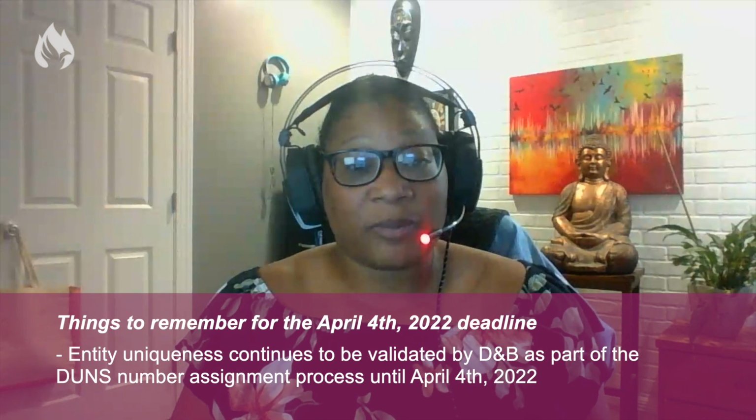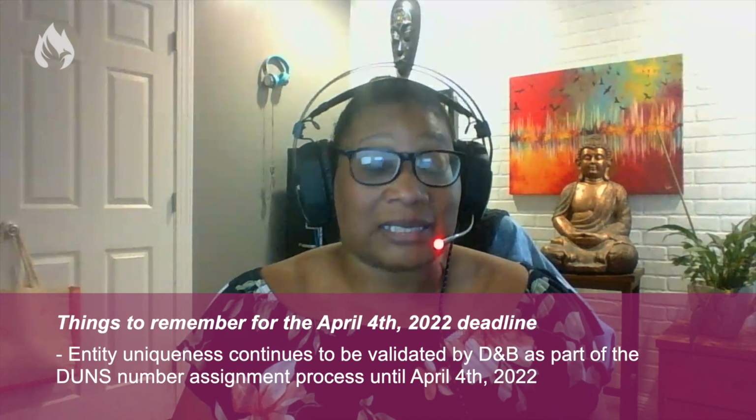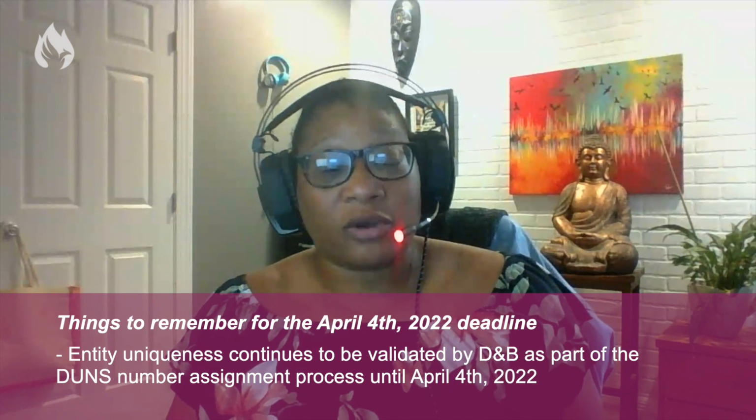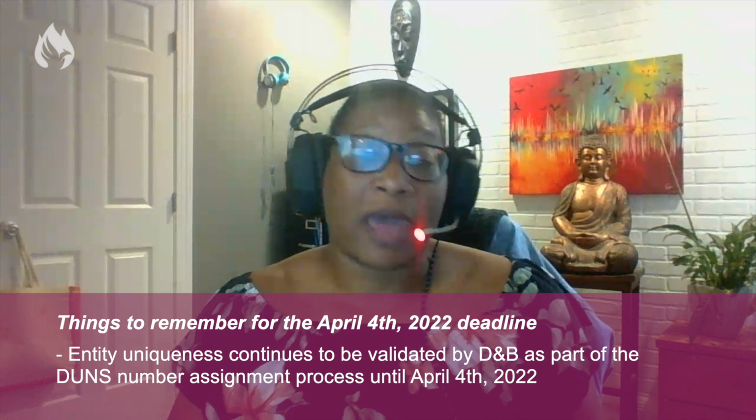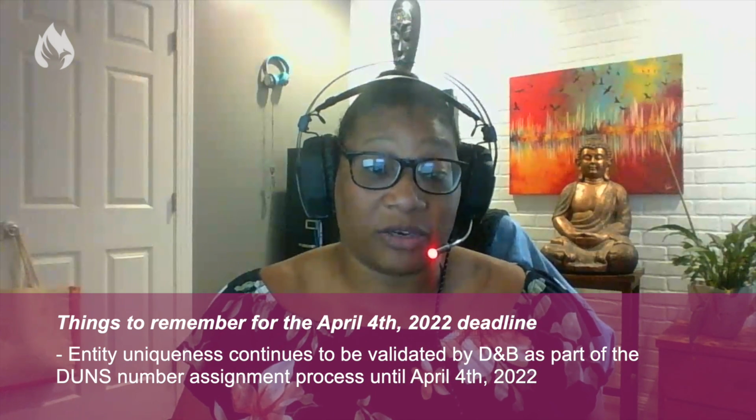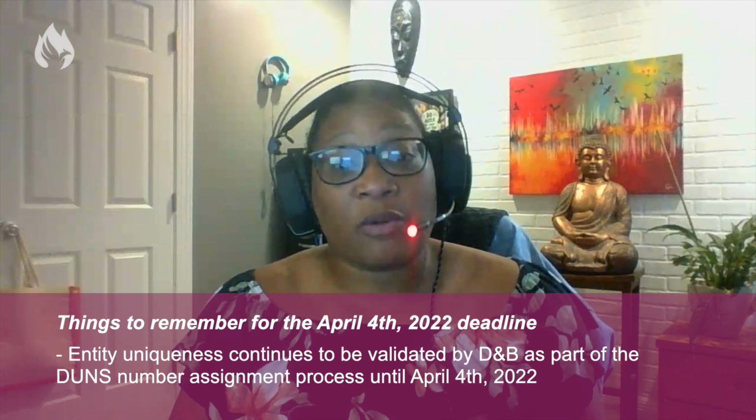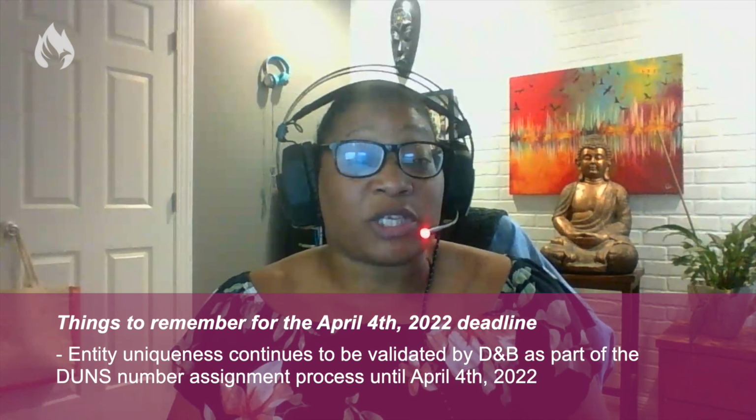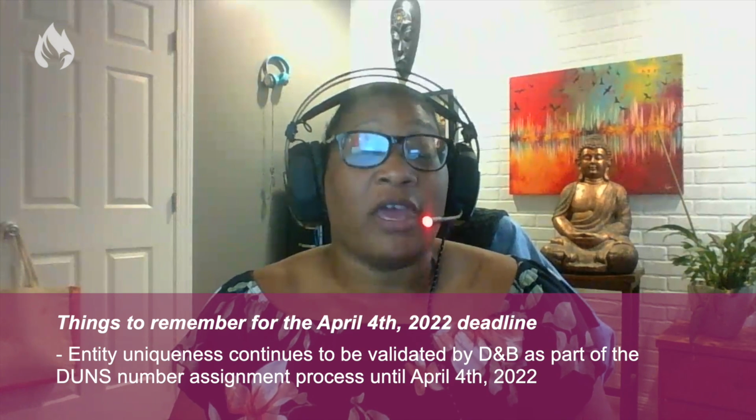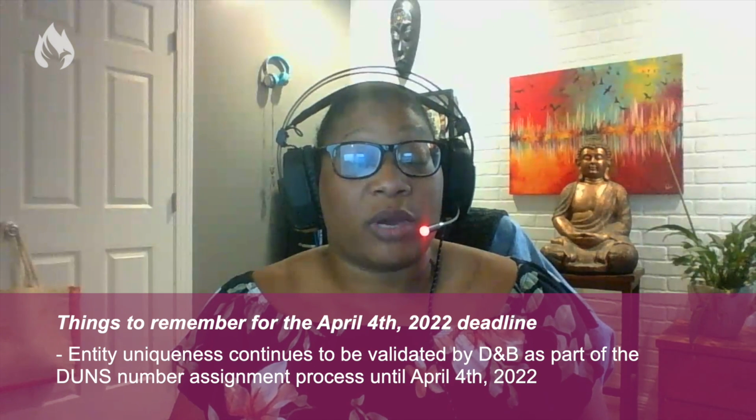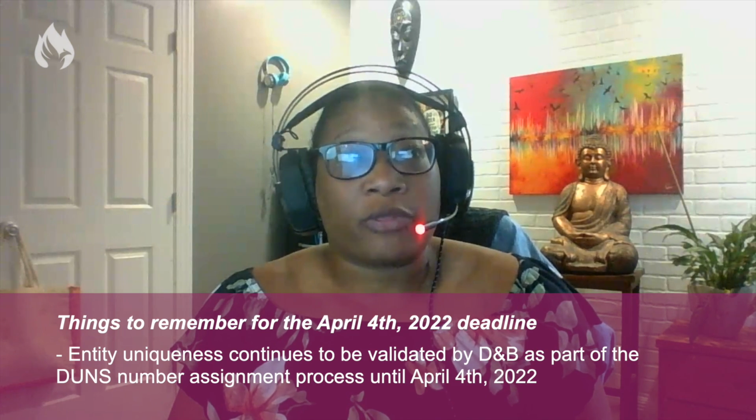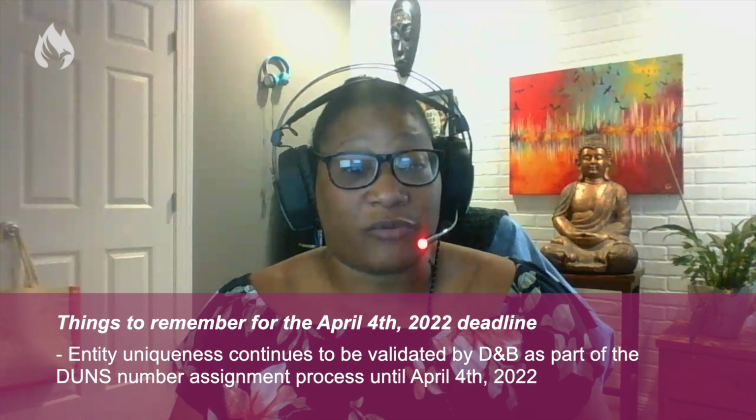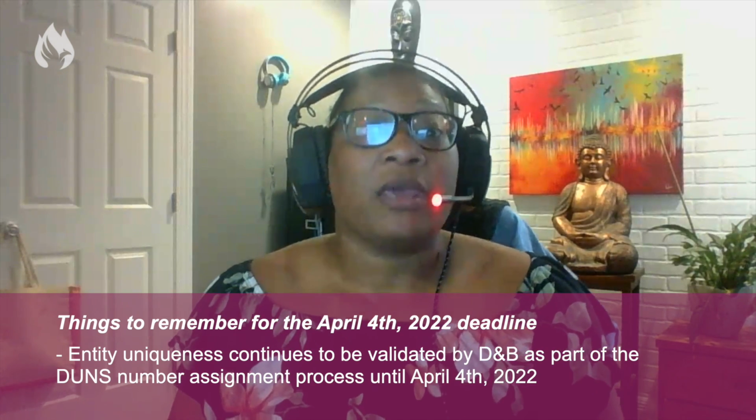Dun and Bradstreet is still going to be the entity that validates it and says, yes, this information is correct. Yes, this person is in good standing. Yes, the information they've put in on SAM.gov matches the information that we have here at Dun and Bradstreet. That's going to continue up until April 4th, 2022. After April 4th, all of that information is going to be taken in one place at SAM.gov, and you will no longer need them to validate it. After April 4th, Ernst & Young is going to be the contractor that validates the information for the unique entity identifier.